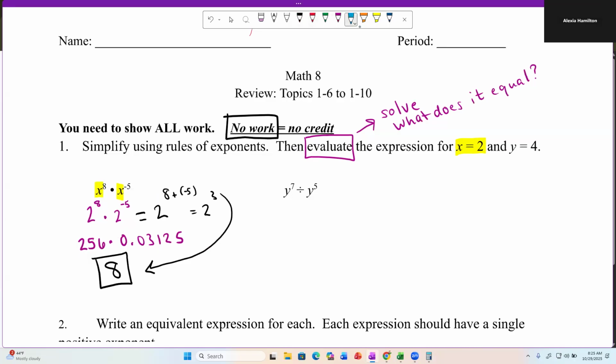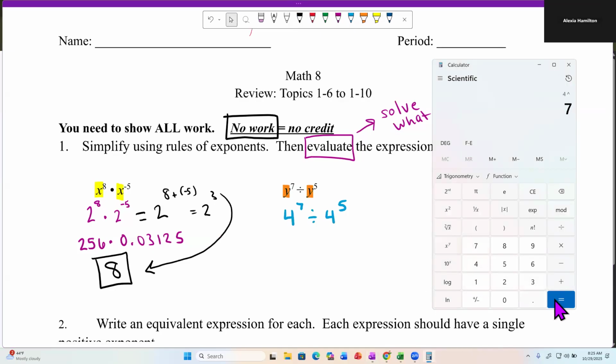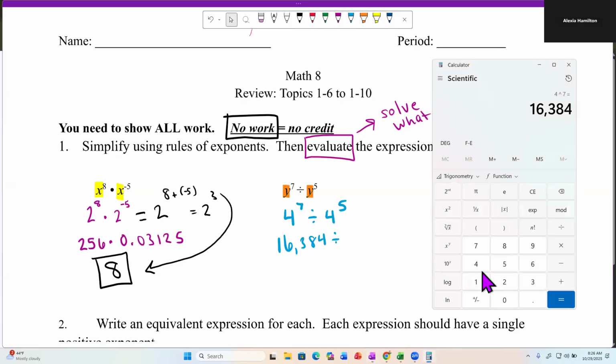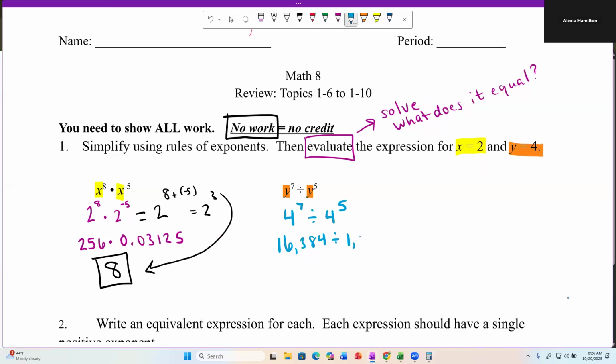All right. Part B. Now we have y's. So my y is 4. So I'm going to replace each y with a 4. So I have 4 to the 7, and I'm going to divide that by 4 to the 5. Again, calculator. What is 4 to the 7 equal to? 16,384. So 16,384 divided by whatever 4 to the 5 is, 1,024. And then I'm going to do my division.